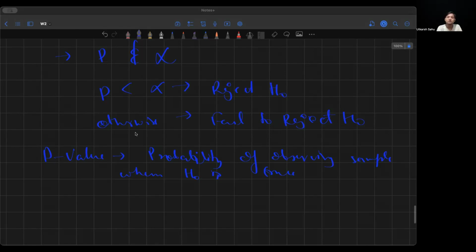So the p-value gives you an estimate of how biased your sample could be, and how much the result you are getting is a matter of chance. This is something you should remember: the p-value is the probability of observing the sample given the null hypothesis is true. Okay, so I hope this is clear.